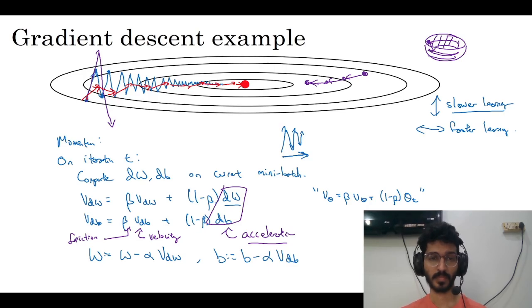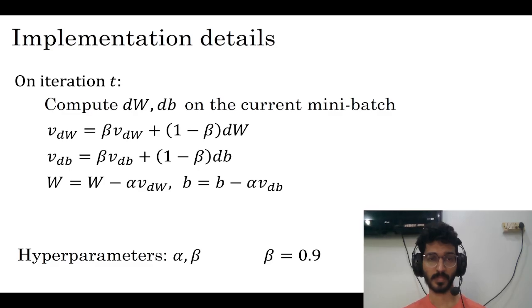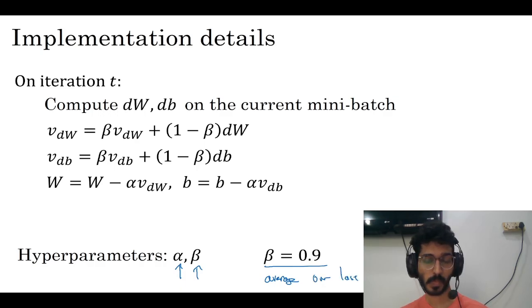Finally, let's look at some details on how you implement this. Here's the algorithm, and you now have two hyperparameters: the learning rate alpha, as well as this parameter beta, which controls your exponentially weighted average. The most common value for beta is 0.9. We're averaging over the last 10 days' temperature, so this is like averaging over the last 10 iterations' gradients. In practice, beta equals 0.9 works very well. Feel free to try different values and do some hyperparameter search, but 0.9 appears to be a pretty robust value.